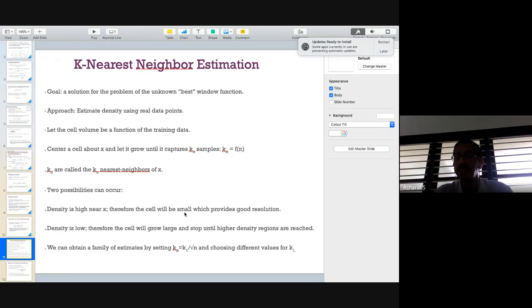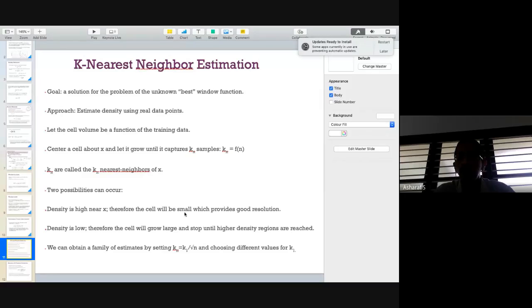If I want to estimate around the point X, and the density is high near X, then the cell will be small and provide good resolution. So I need K points, say 10 points around X. I get 10 points within a small volume, and every point belongs to a particular class. I'll say, okay, this is a very dense region for that class. But if the set of 10 points occupies a larger volume, it means this cell is not very dense. It's a chaotic region rather than a dense region.